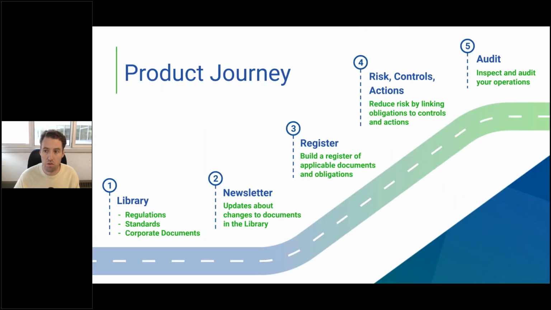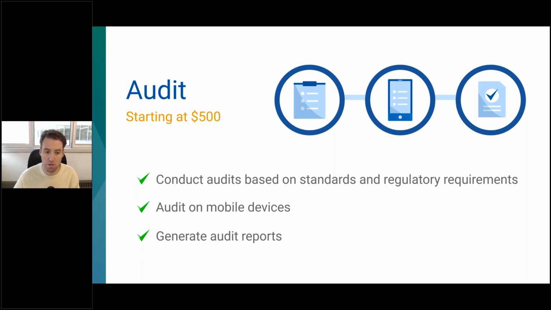There's a number of modules, but today we're going to focus on number 5, auditing. The auditing module allows you to conduct audits based on standards or regulatory requirements, as well as your own internal audit checklist that you might have developed. You can audit on mobile devices such as iPad, iPhone, and Android, and generate audit reports. Let's get started.